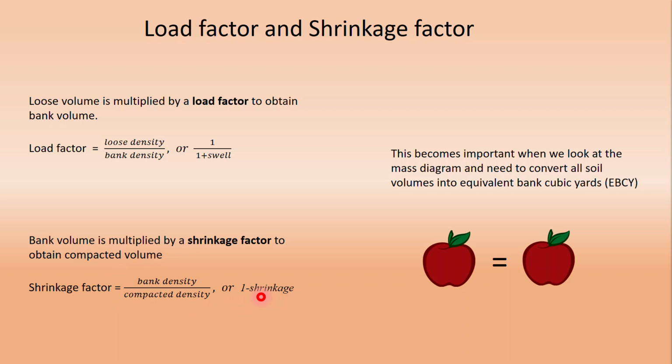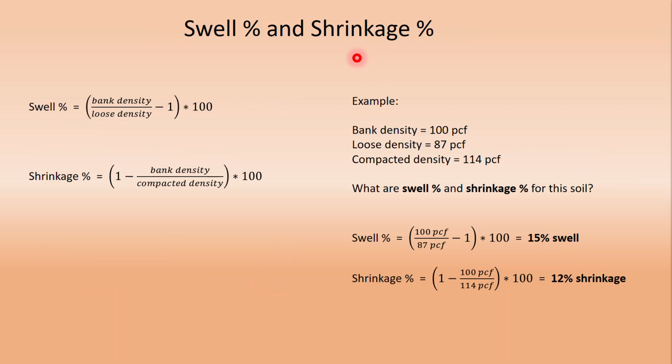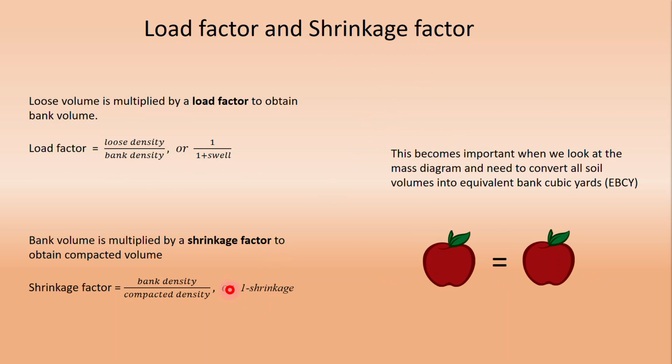So I don't like the fact that shrinkage uses the same word for two different meanings. Back on the previous slide, right, we used shrinkage to define a percentage, and now we're also using shrinkage to apply it to a factor used in another calculation. But this shrinkage factor becomes important for us here when we look at this mass diagram next, and we need to convert all soil volumes into equivalent bank cubic yards, right? We want to deal with apples and apples.